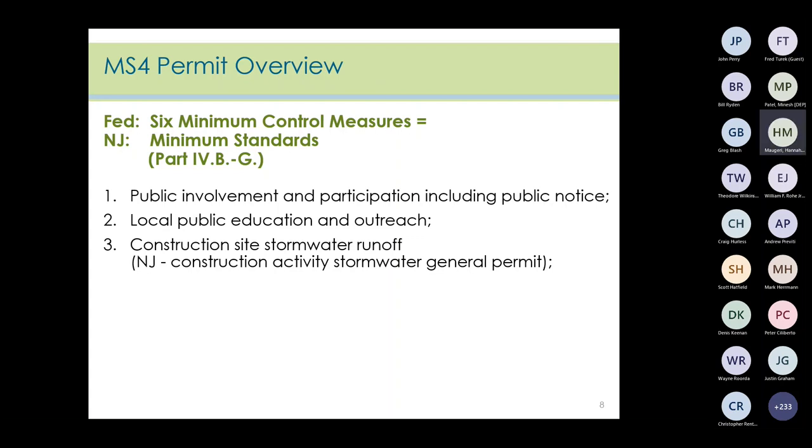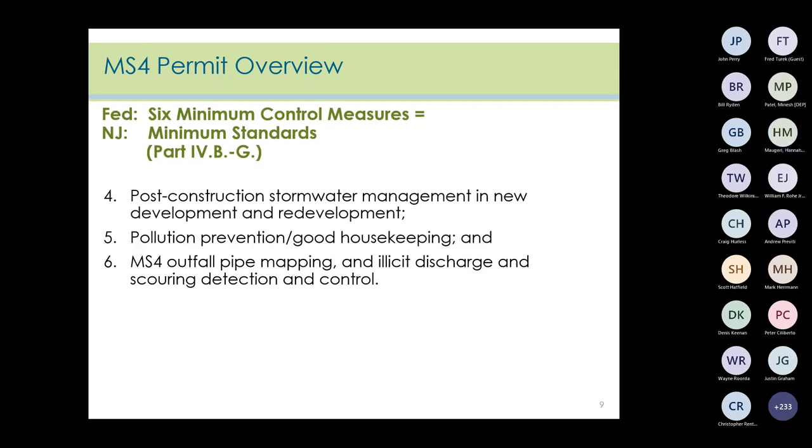The 6 minimum control measures cover: 1, public participation, including the requirements for public notice; 2, local public education and outreach, which can include labeling storm drains, training on building rain barrels, and other measures to increase public awareness on pollution prevention; 3, construction activities, which are covered more under the industrial 5G3 permit; 4, post-construction stormwater management in new development and redevelopment.